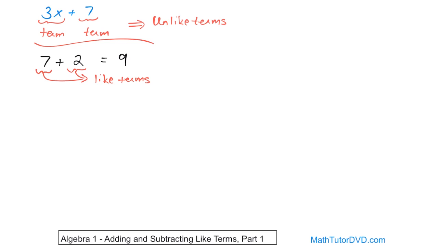I know that you look at this and say, well, this is obvious, these are numbers. Well, you see, there's no variable here and there's no variable here. So because they match in terms of the variables that are there, in this case there aren't any variables, then you can add them and you get 9. And notice the answer doesn't have any variables at all. This is just basic addition from when you were a little kid.